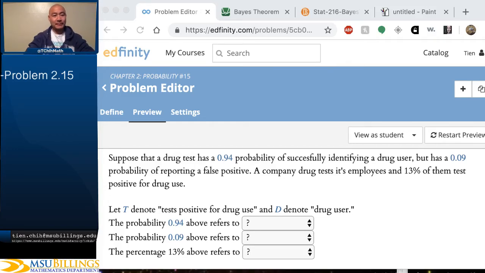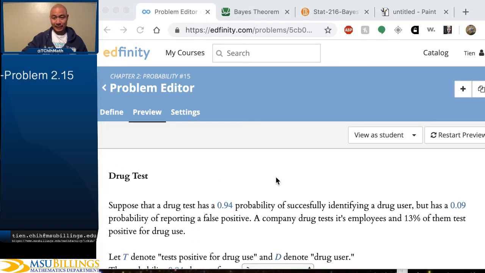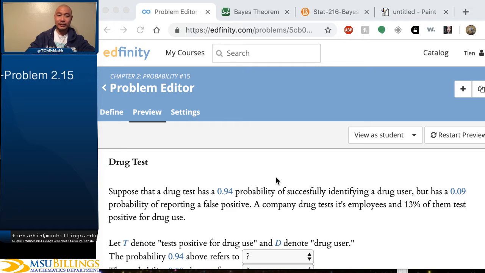Okay, so by popular demand, since a number of people have asked about it, I'm going to talk about problem 2.15 in some greater detail. Now, let's go ahead and take a look at what it says over here. So problem 2.15 is a drug test problem.